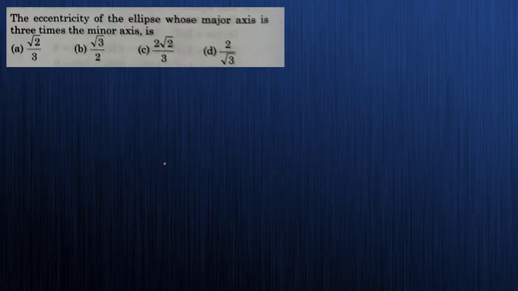Next, the eccentricity of the ellipse whose major axis is 3 times the minor axis. Eccentricity is what they have asked. What is the major axis in an ellipse? It is 2a, and it is 3 times its minor axis, which is 2b. So 2a is equal to 3 times 2b. Cancel the 2, so the relation you have is a is equal to 3b.